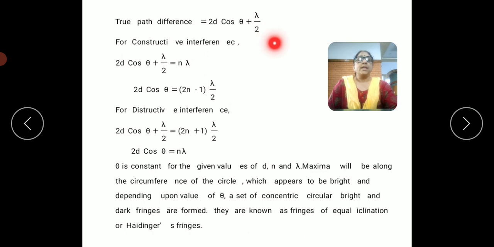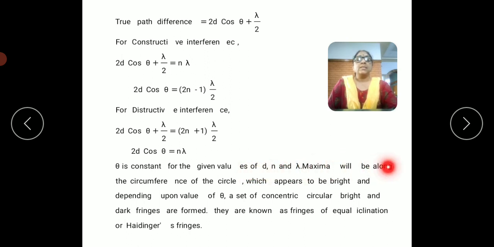Let us equate this for constructive and destructive interference. For constructive interference, 2d cos theta plus lambda by 2 is equal to n lambda, and this gives 2d cos theta is equal to (2n minus 1) lambda by 2. For destructive interference, 2d cos theta plus lambda by 2 is equal to (2n plus 1) lambda by 2, which gives 2d cos theta is equal to n lambda. So for a bright ring, 2d cos theta is equal to (2n minus 1) lambda by 2, and for dark it is 2d cos theta equal to n lambda, where theta is constant for a given value of d, n and lambda.